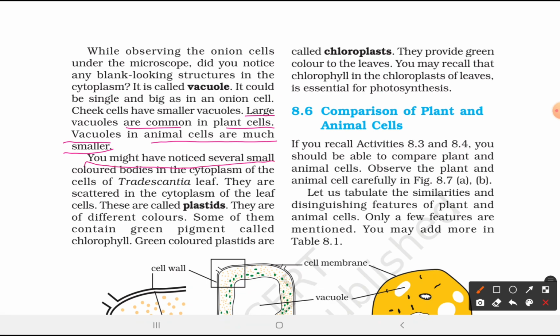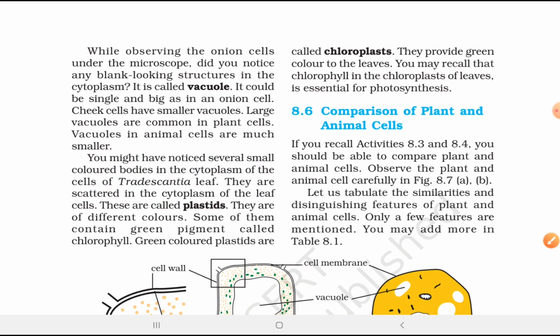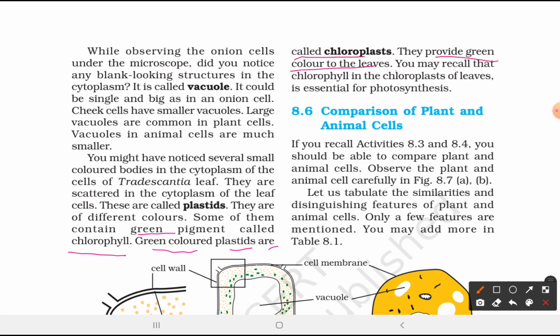You might have noticed several small colored bodies in cytoplasm of cells of Tradescantia leaf. They are scattered in cytoplasm of the leaf cells. These are called plastids. They are of different colors. Some contain green pigment called chlorophyll. Green colored plastids are called chloroplast. They provide green color to the leaves. You may recall that chlorophyll in the chloroplast of the leaves is essential for photosynthesis.